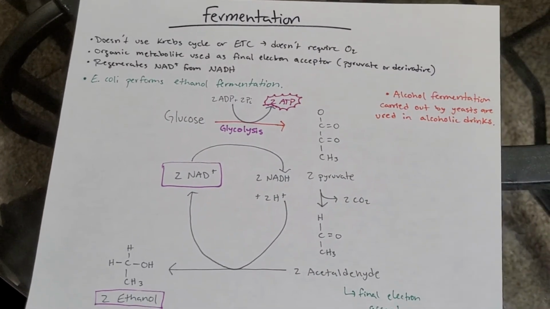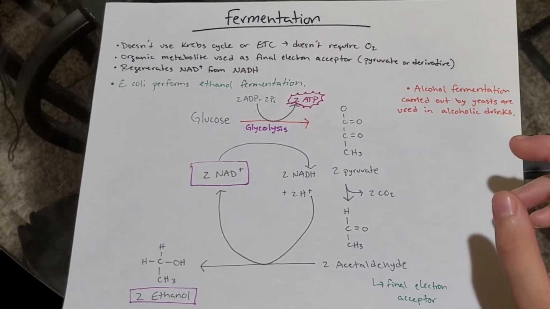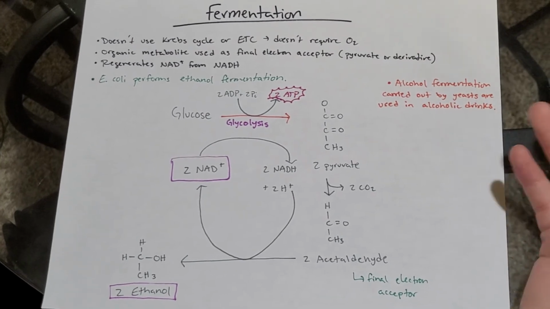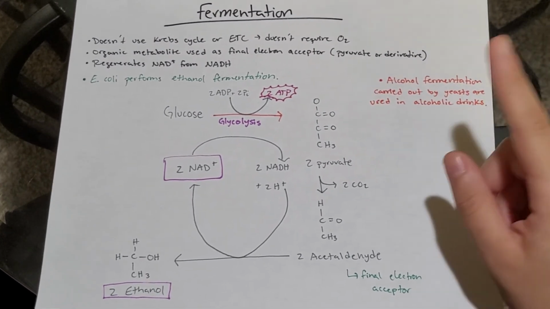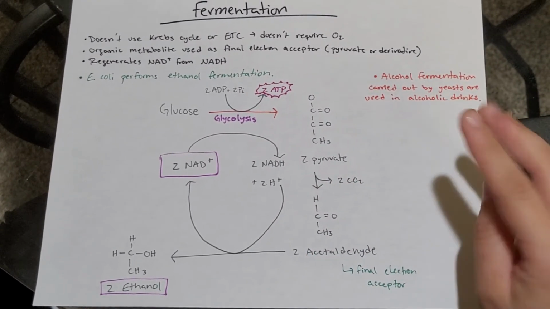Finally, E. coli can also undergo fermentation. Fermentation can occur in the presence of oxygen, but is not required. Fermentation also does not require the Krebs cycle or ETC. An organic metabolite like pyruvate is used as a final electron acceptor. It's also used to regenerate NAD+ from NADH and generates 2 ATP.